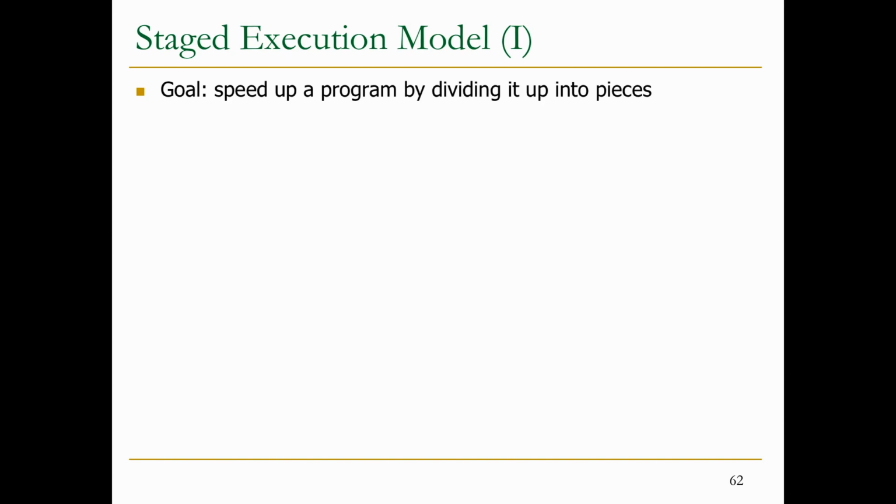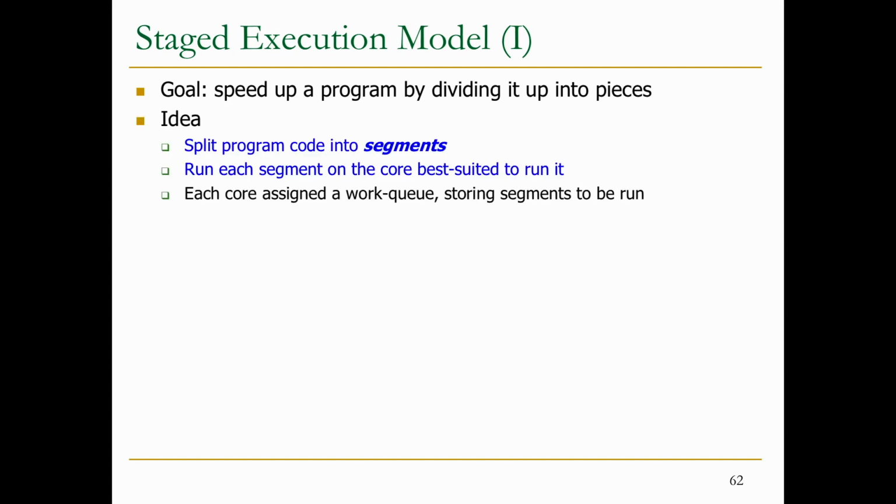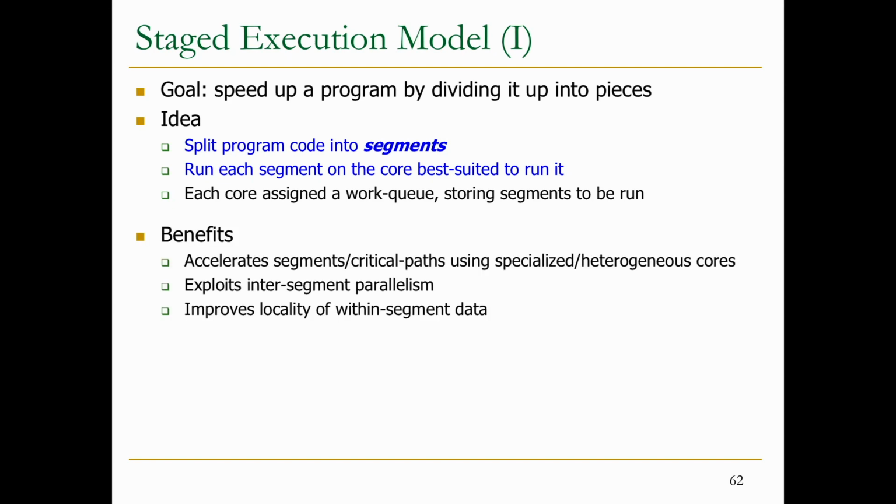You speed up a program by dividing it up into pieces, right? Which may sound too general, potentially. But whenever you do this, you run into this private data or data communication problem. Basically, you split the program code into segments. You run each segment on the core that's best suited to run it. This is actually how you specialize computation. And each core is assigned a work queue storing segments to be run.